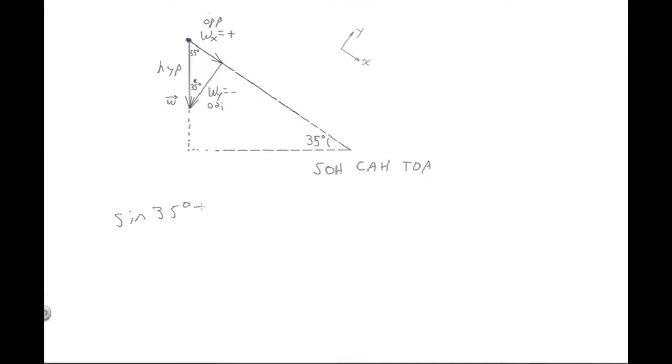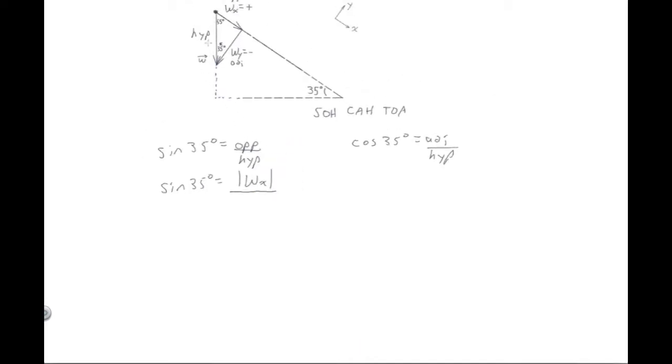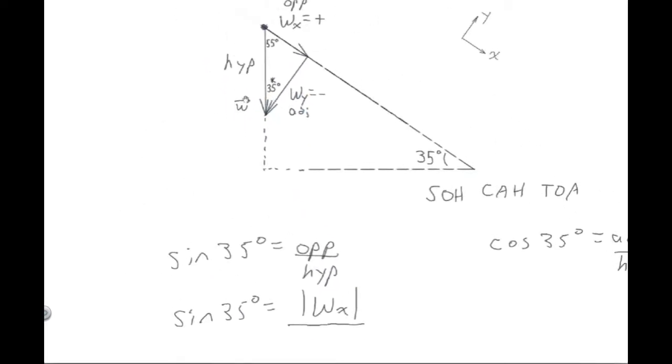The sine of 35 degrees is opposite over hypotenuse. Cosine of 35 degrees is adjacent over hypotenuse. The length of the opposite side here is the magnitude of Wx. The hypotenuse here, well, we should fill in the hypotenuse now because we know a number for that.